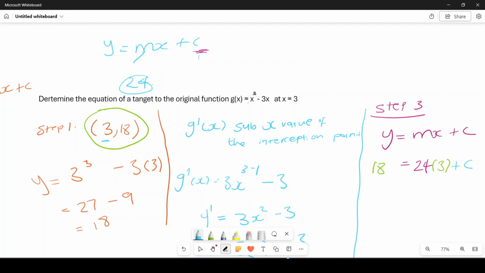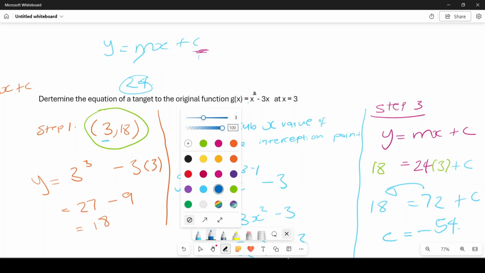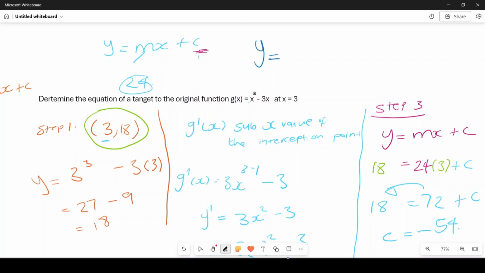So 24 multiplied by 3 would be equal to 72. So 18 is equal to 72 plus c. And now taking this to the other side, my c would be equal to negative 72 plus 18, which would be equal to negative 54. Right. Now, finally, I can write down my equation as y equals my m, which is 24, x, and my value of c, which is minus 54. Now, this would be the equation of the tangent to this graph, which is x cubed minus 3x.